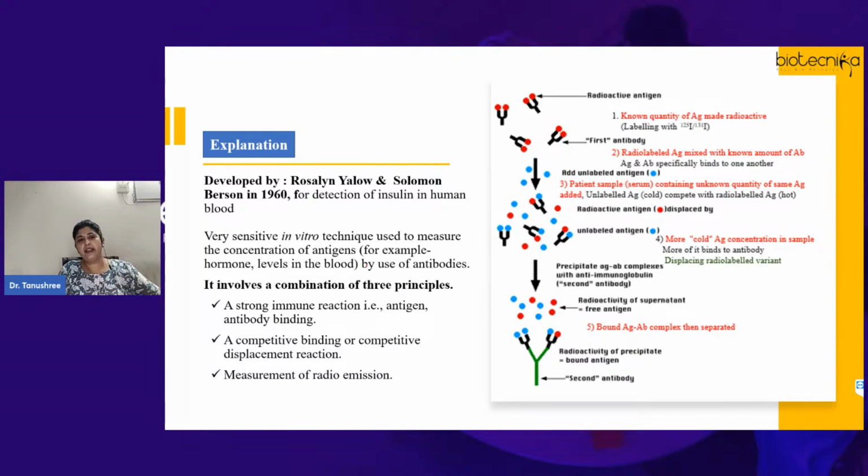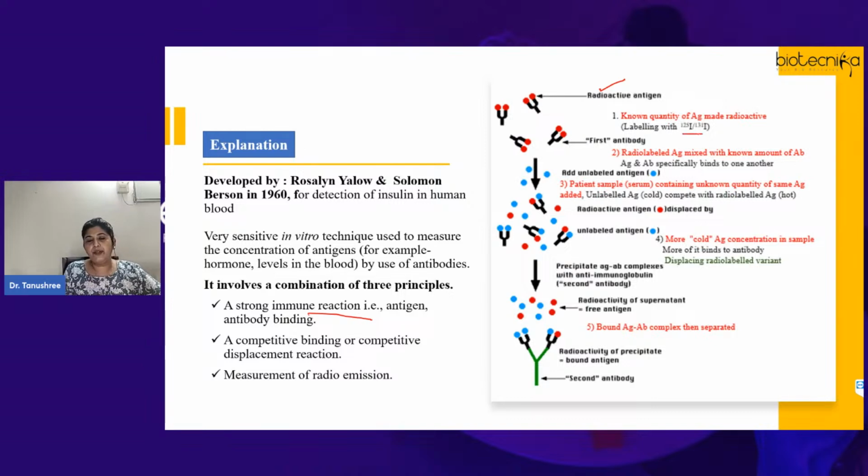It could be that you study hormone levels in the blood, or any antigen, like hepatitis B antigen, insulin. And definitely you have to use antibodies specific for that particular antigen. This technique is based on a combination of three principles. First is the immune reaction between antigen and antibody. Basically, in this technique, we use some standard antigens which we make radioactive. Whatever antigen you are looking for, the same antigens in the laboratory, you use them as standards and you make them radioactive.